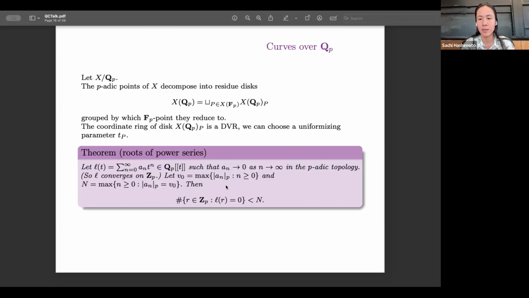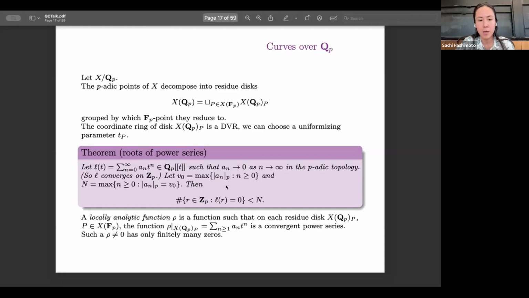And that's a key insight about p-adic power series. And how does this apply to curves over the p-adics? Well, something that comes up a lot about curves over the p-adics, in Chabauty, is these locally analytic functions. So a locally analytic function is a function on our curve that on each residue disk of our curve, you can write it as a convergent power series. And a function like this, according to the theorem I just presented to you, has only finitely many zeros.